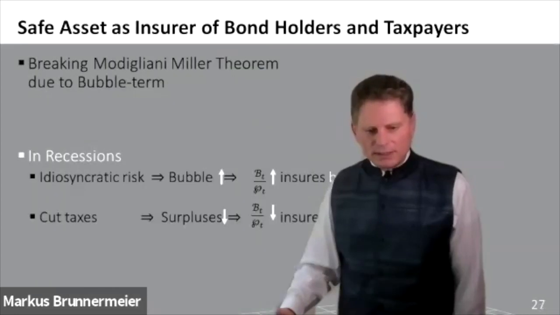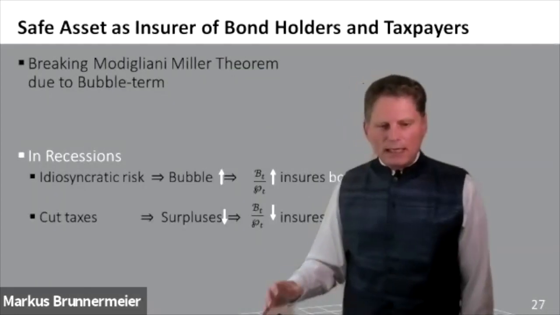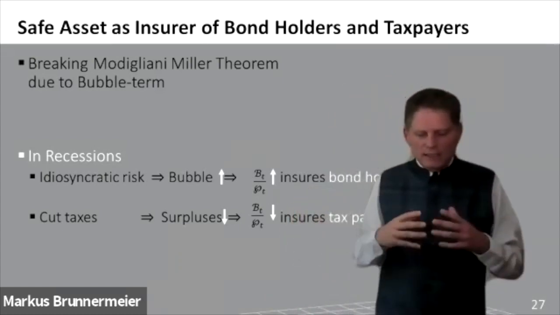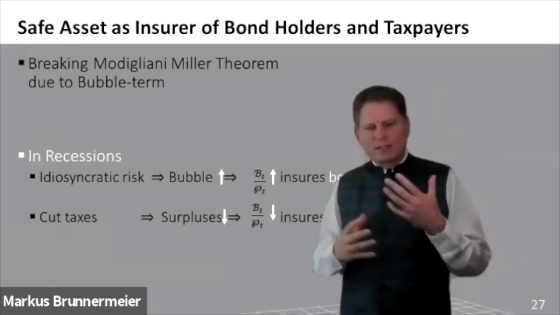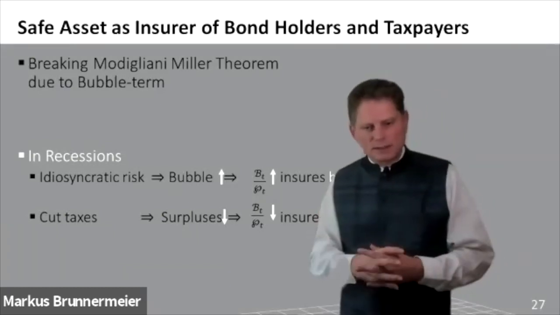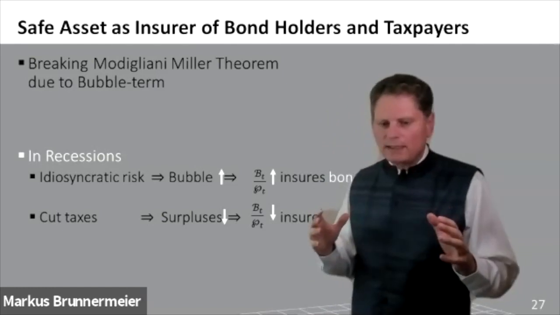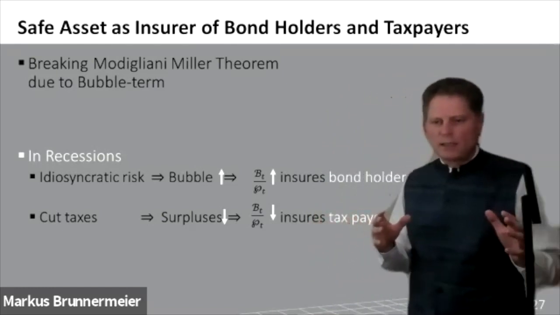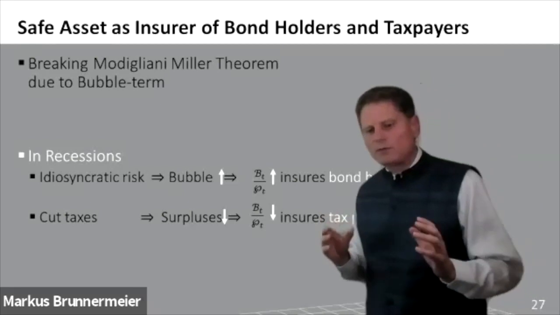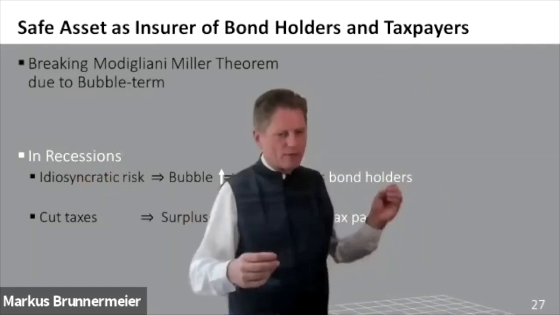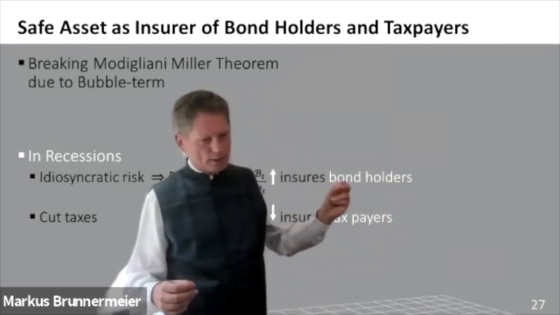Now, let me just say one more thing. If you ask now, what can a safe asset do? Is a safe asset insuring us because we can retrade all the citizens? Can it insure the same way it can insure the bondholders? So whenever we go into a recession, the value of the safe asset goes up. So that's what we have, the idiosyncratic risk. The bubble value goes up in recession, that insures the bondholders.